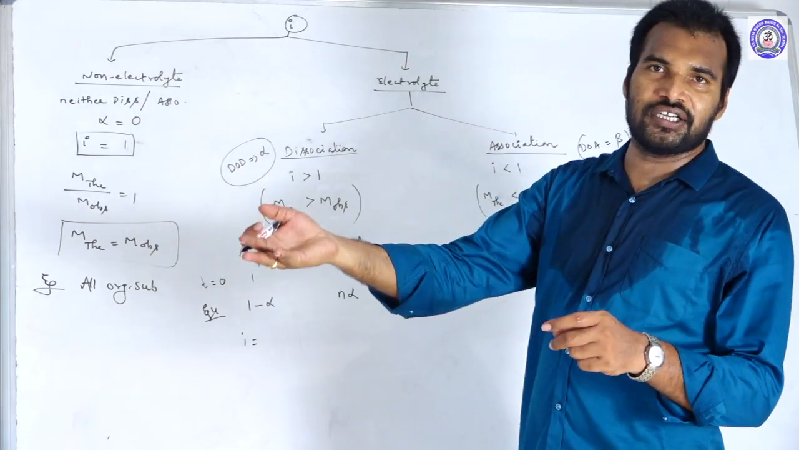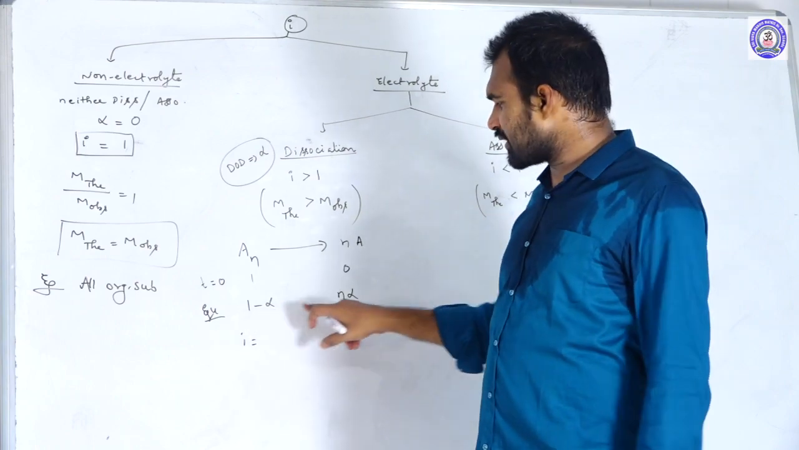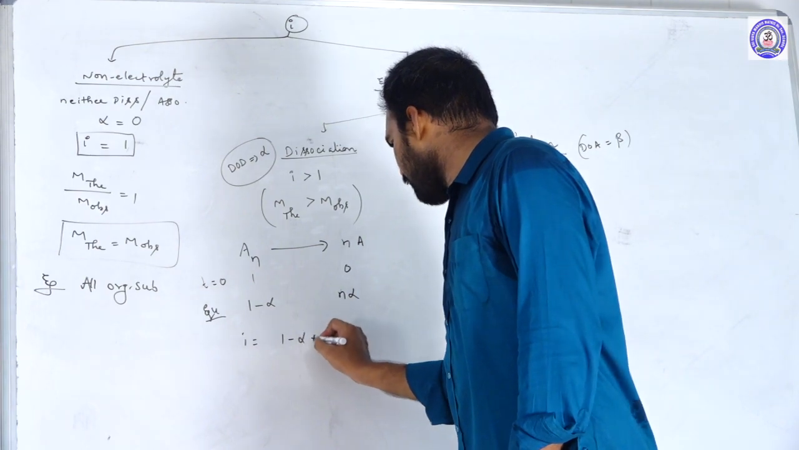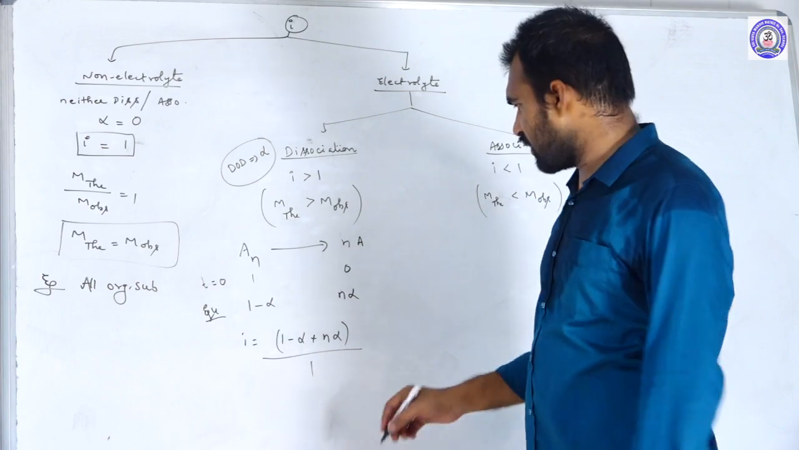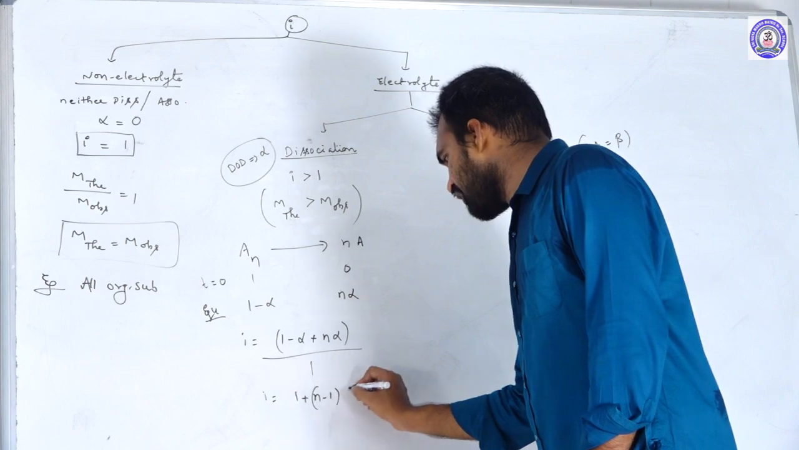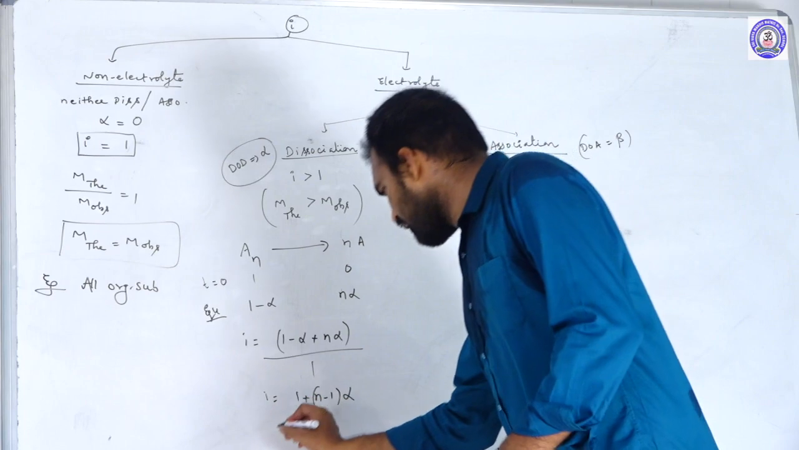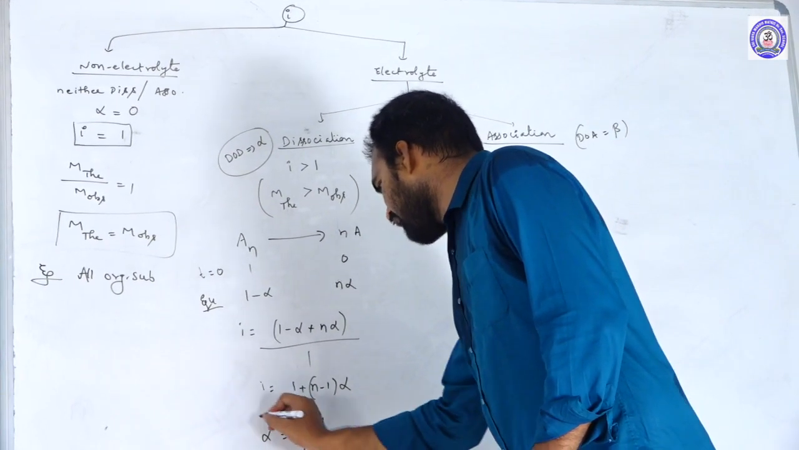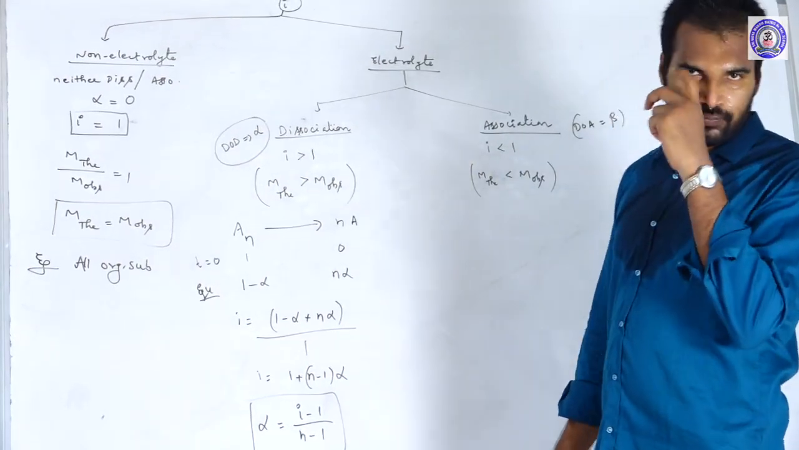What is the formula for i? Number of particles after dissociation by number of particles before. The total number of particles after is 1 minus alpha plus n alpha, divided by 1 before. So i is equal to 1 plus (n minus 1) into alpha. From this, the degree of dissociation alpha is equal to (i minus 1) by (n minus 1). By using this, you can calculate the degree of dissociation also.